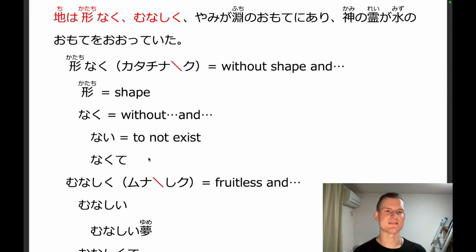I mentioned up above that the ku conjunctive form is not common in speech. It's more of a literary form. Nakute is probably how you'd say this in speech.